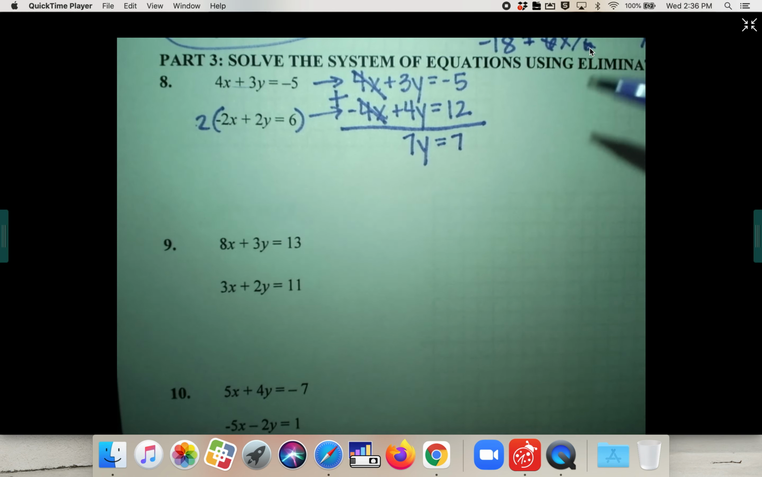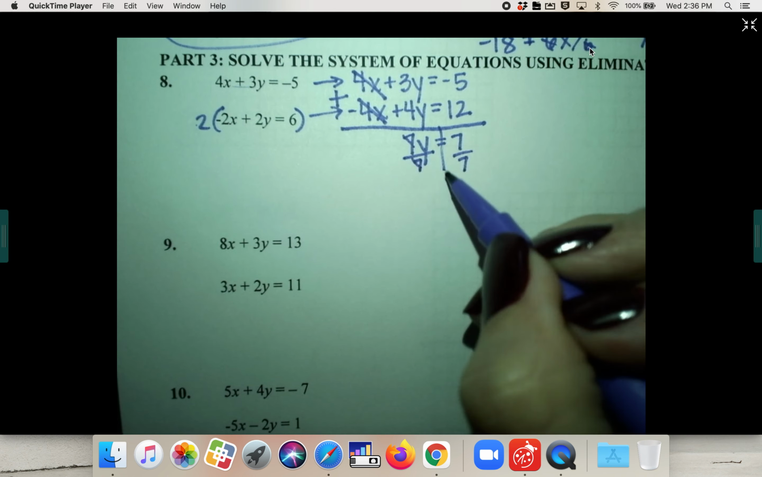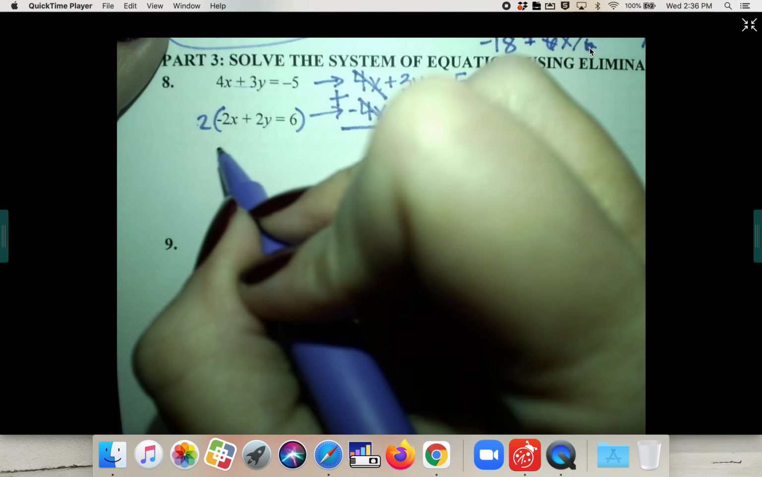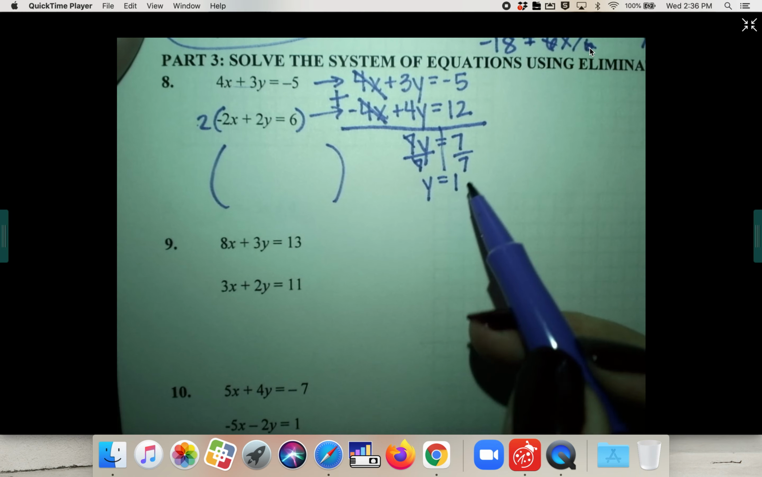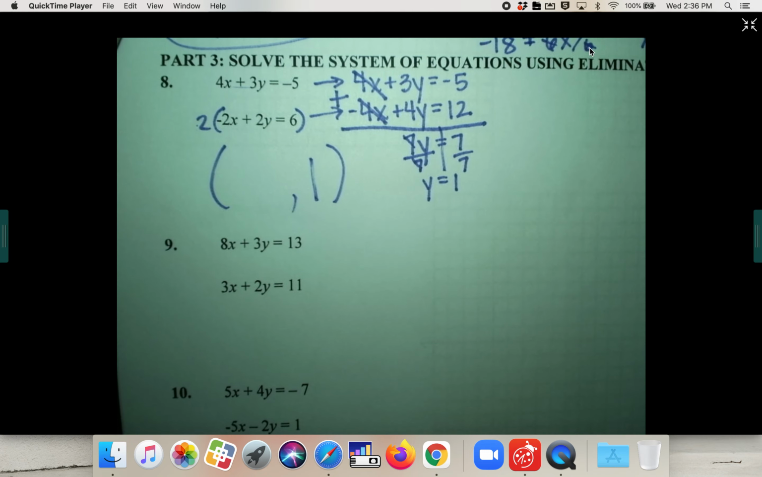And now we've almost got y solved. All you would need to do is divide both sides by 7. y equals 7 divided by 7, which is 1. So we have half of our answer. This time we have our y coordinate, so that's over here. We don't have our x coordinate yet.